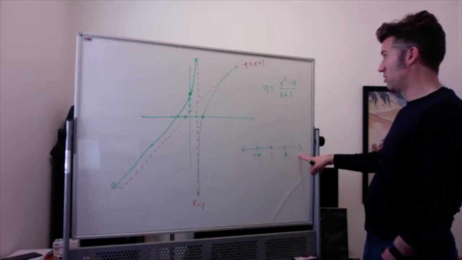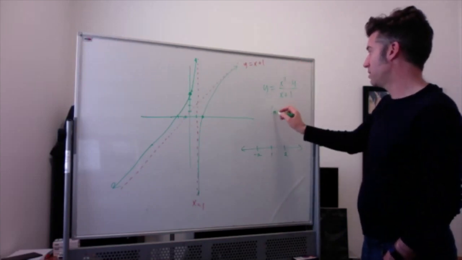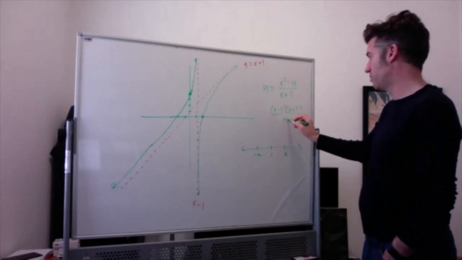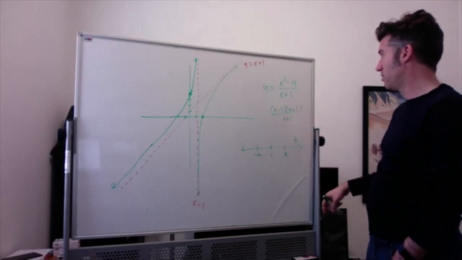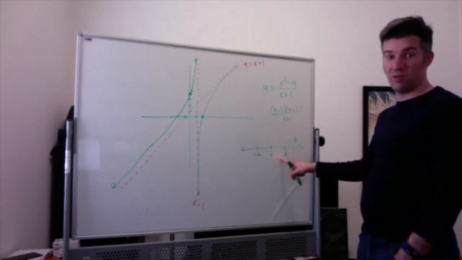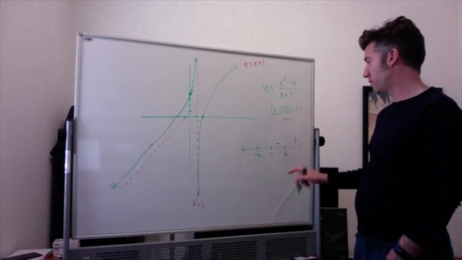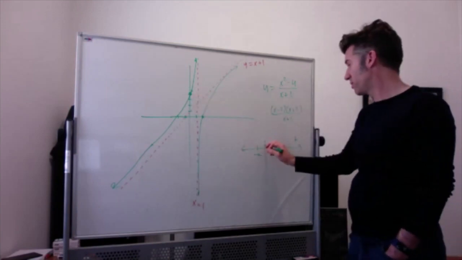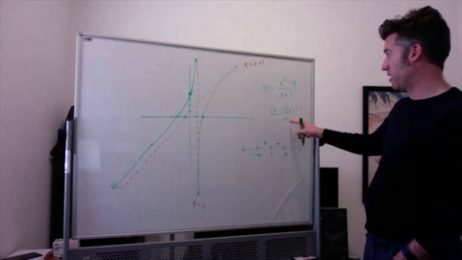So pick a number larger than 2, like 3. And I might even factor the top, so it's x minus 2 times x plus 2 over x plus 1. Plug in 3, positive, positive, positive. Plug in something between 1 and 2, like 1.5, negative, positive, positive. Plug in something between negative 2 and 1, like 0. We already know it's positive at 0. And then plug in something like negative 3, and it's going to be negative, negative, negative.